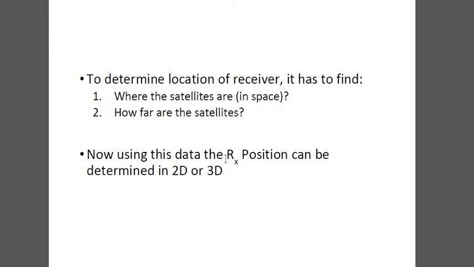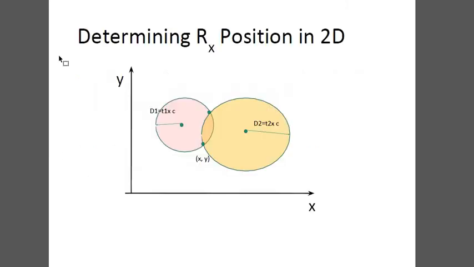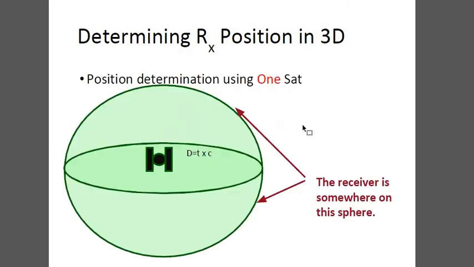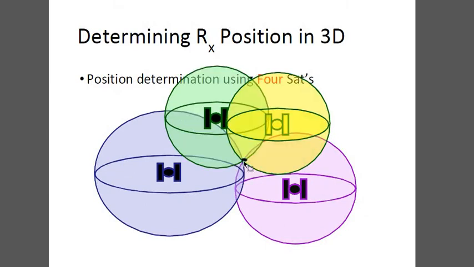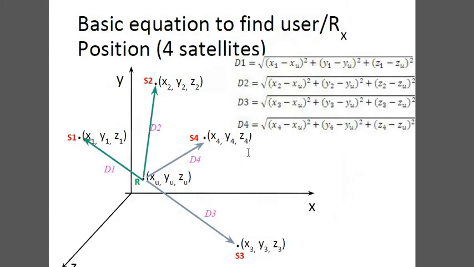Clear? So to determine the receiver position, it has to be found out where the satellite is located and how far the satellites are. For that reason, we work in 2D as well as in 3D. So we have discussed properly in the last class how we find out the position of your user by using the 4 satellite system.